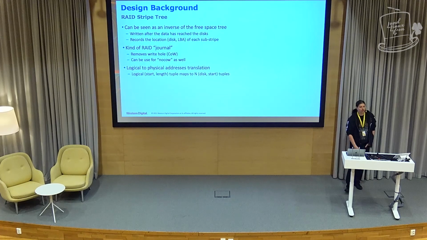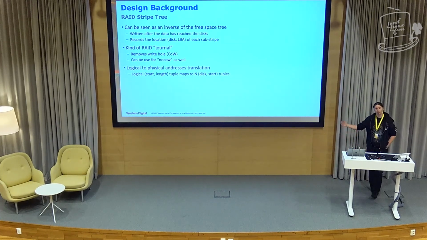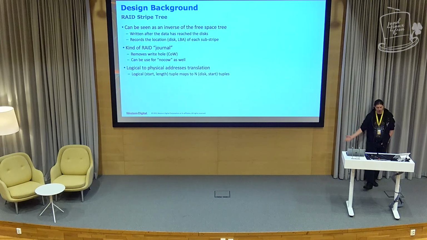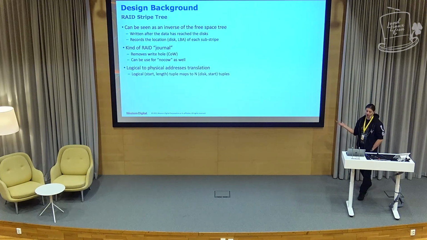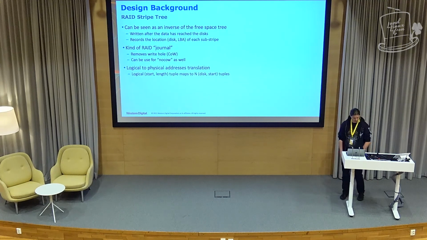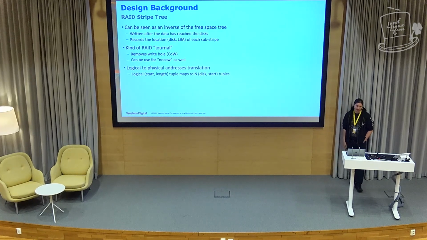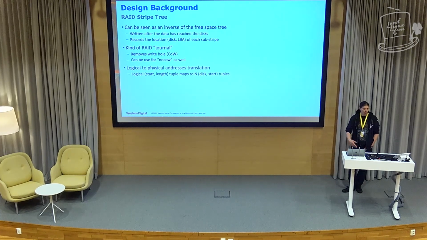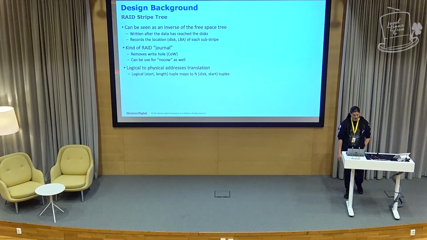Another thing is to get rid of the write hole, which is the biggest pain point we have in BTRFS RAID 5 and 6. So just add a stripe tree describing every on-disk stripe with some additional metadata. It will be written after the data has reached the disk.